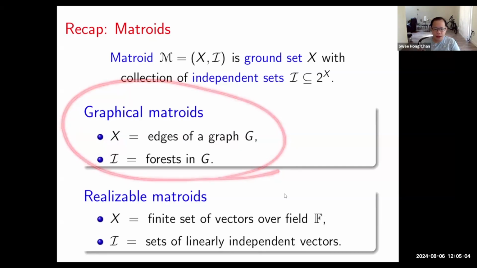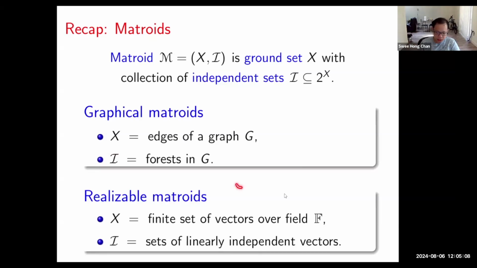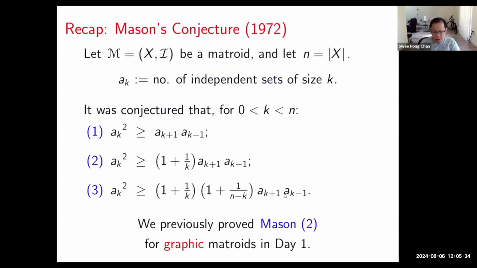And today, other than the graphical matroid, we will also study the realizable matroid. This is when the ground set is any finite set of vectors over a field F. In fact, most of the time today, our F will be a finite field, like F2, F4, F_q, and so on. And an independent set is, pardon the pun, a set of linearly independent vectors over the same field.